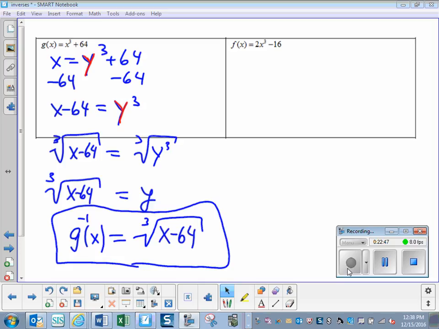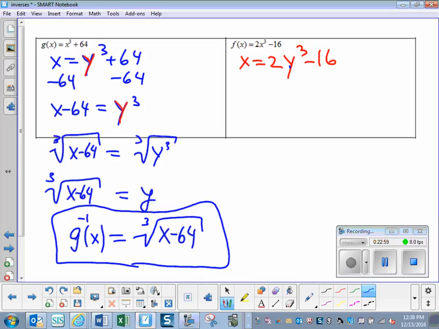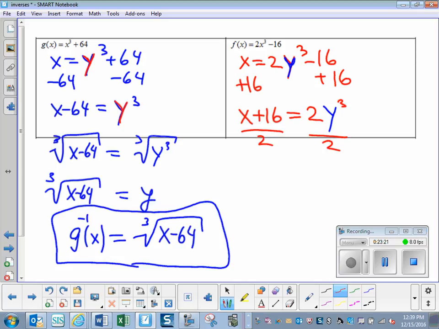So the first thing that I do is what? I switch the places of x and y. So x equals 2y to the power of 3 minus 16. Now I remember that I'm solving for y, right? So I do the plus 16 on both sides. On the left I have x plus 16 equals 2y to the power of 3. That's it. So now how do I solve for y? I need to divide by 2 on both sides. So I have y to the power of 3 equals x plus 16 over 2.